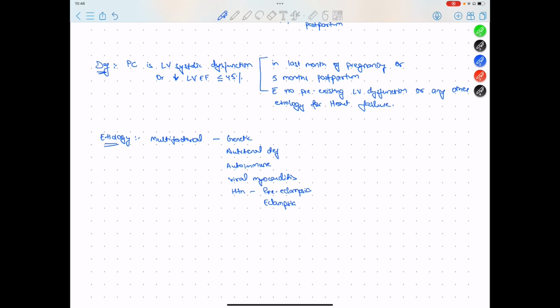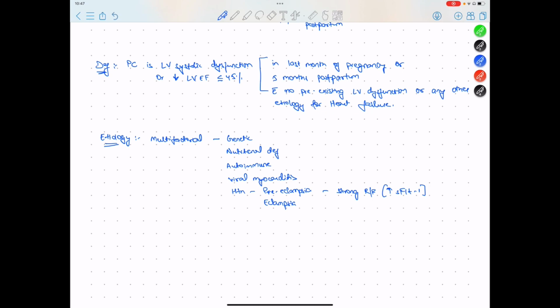Preeclampsia is known to be strongly associated with peripartum cardiomyopathy, that is, a strong risk factor, because both of these conditions have elevated levels of sFLT1. This is a chemical compound which is elevated in both preeclampsia patients as well as peripartum cardiomyopathy. Hence, preeclampsia is thought to be the strongest risk factor for peripartum cardiomyopathy.